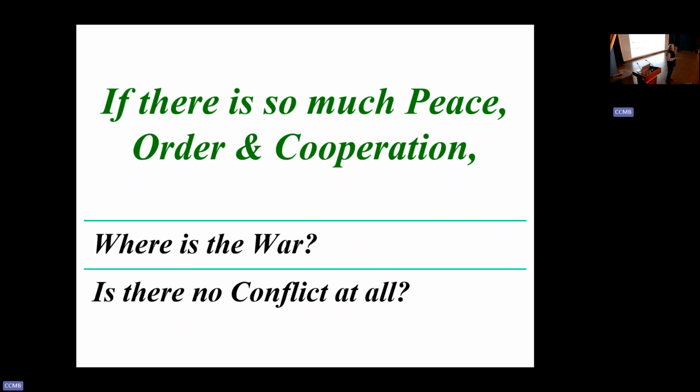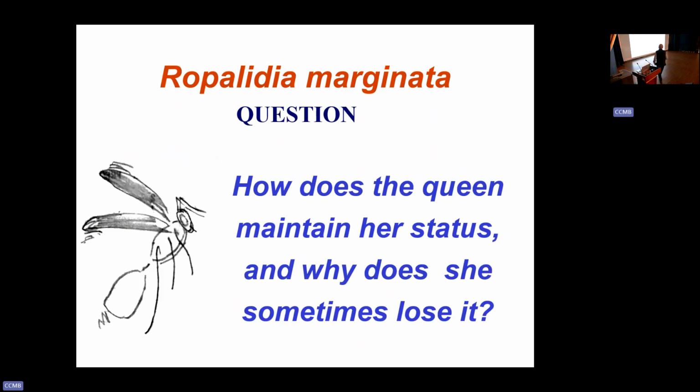So now we said we are deliberately going to do experiments where we want to see aggression. We want to see fights because theory tells us that there must be conflict. These wasps are not clones of each other. There must be conflict. How to find that conflict? So we did some experiments. We asked, how does the queen maintain her status and why does she lose it sometimes? Because we know in nature from time to time the queen is replaced by another worker, maybe because she's old or whatever. But until then she maintains her status.